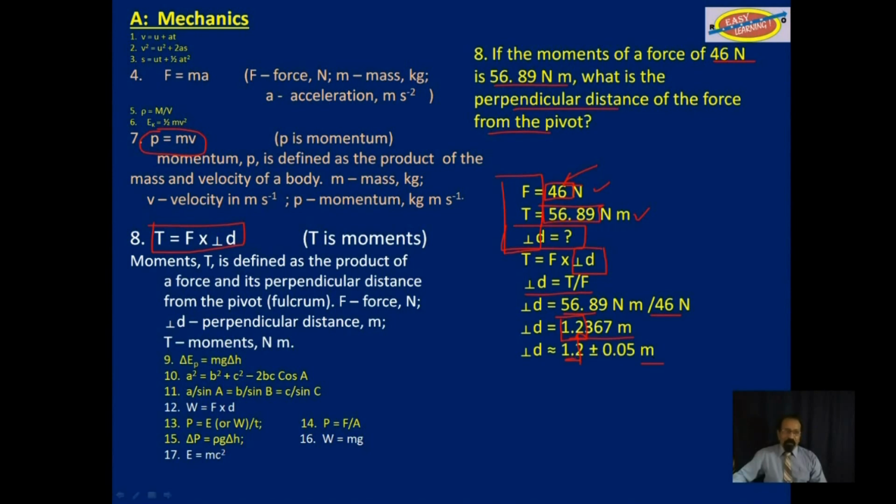We can leave it like that. 1.2 meters will be acceptable. But just to make sure, we are rounding off at this 1/10 position. Half of the 1/10 position will be 0.05, and we can add that in as our margin of error. Or we could say 1.2 meters, correct to 2 significant figures.